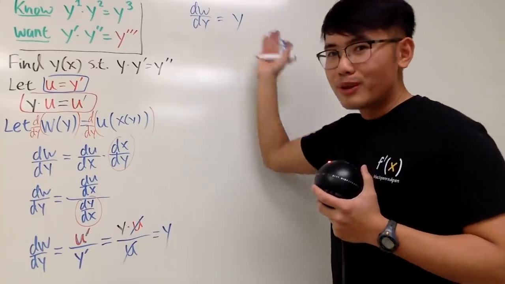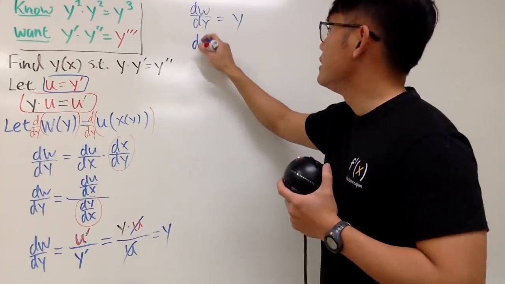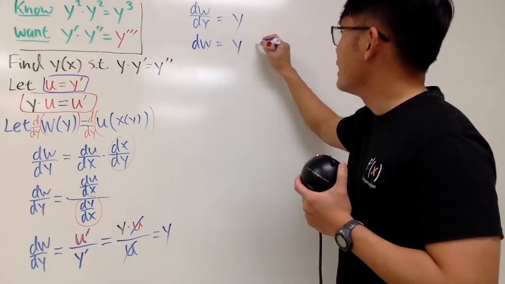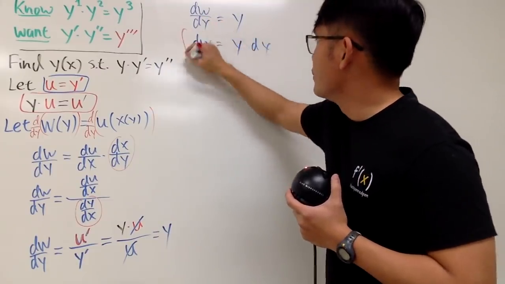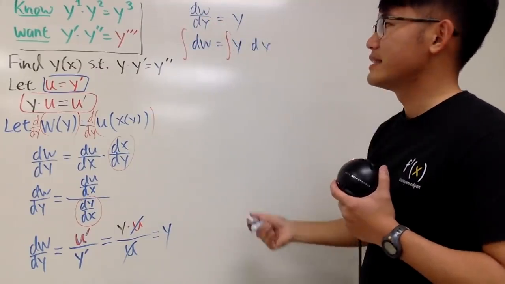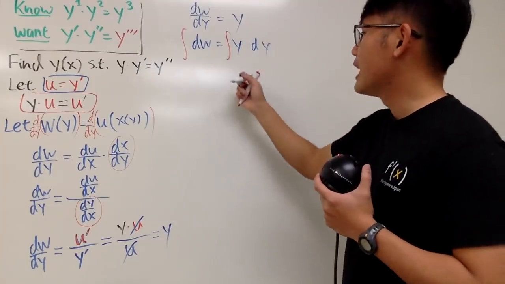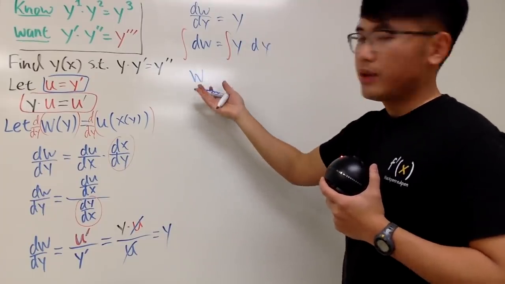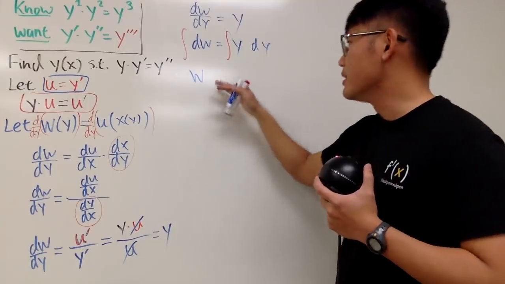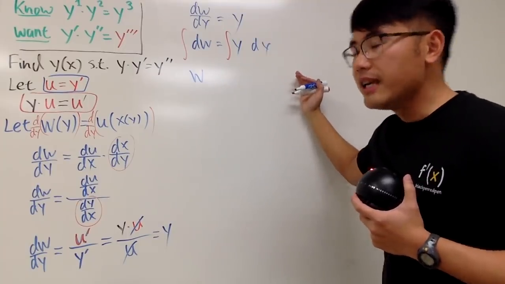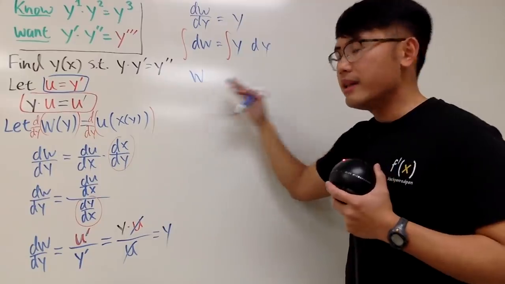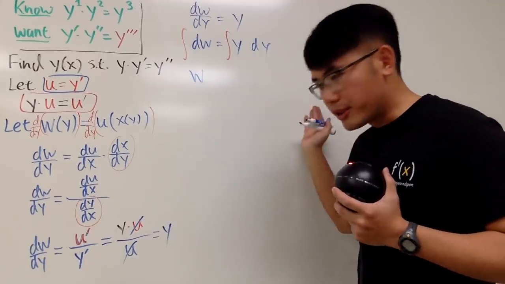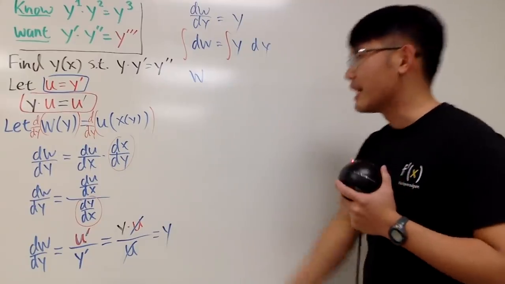We can just multiply both sides by dy, and then we end up with dw equals y dy, and then we are going to integrate both sides. On the left-hand side, we just have w. Technically, you put plus c, but it doesn't matter because you can just put a plus c on the right-hand side. This is technically plus c1, and this is plus c2, and then you can subtract the constants. You just have a constant on the other side.